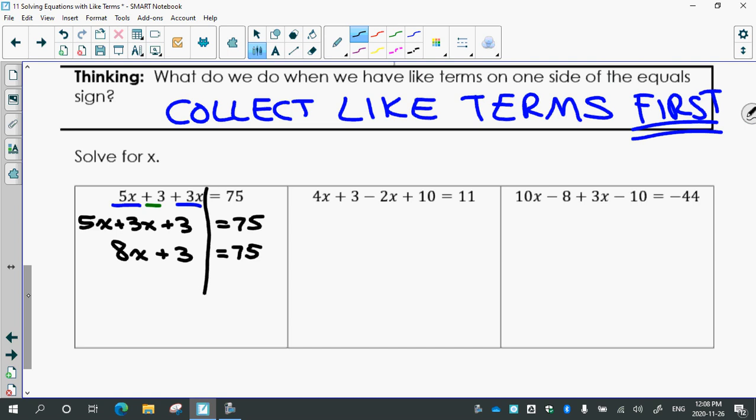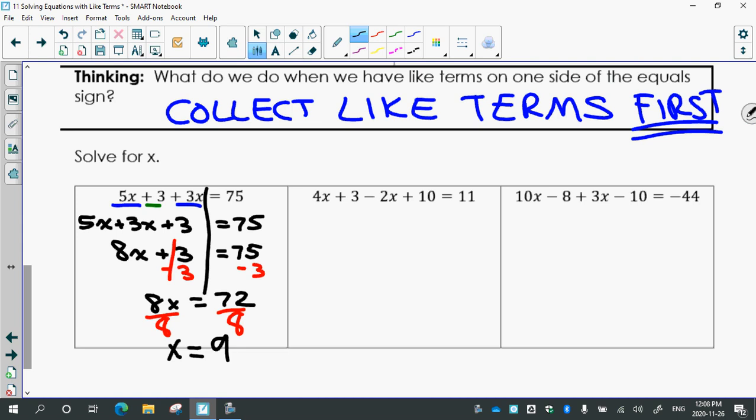What would you do to both sides first based on what we did this morning? Minus 3, good. So there's our zero pair. 8x equals 72. And then we would divide by 8, good. And then we do 72 divided by 8 on our calculator, 9.